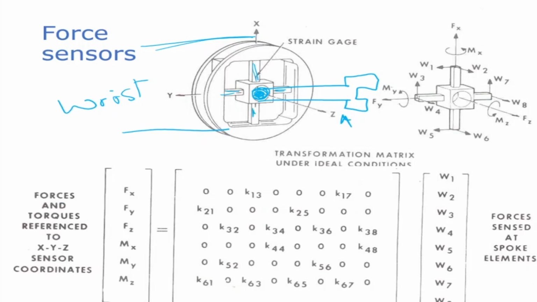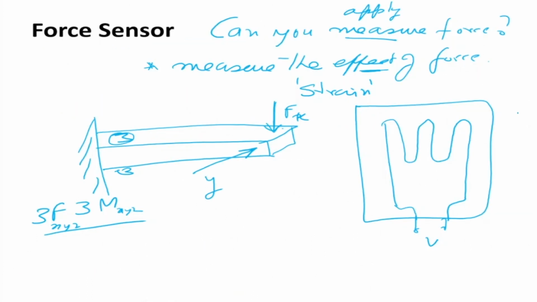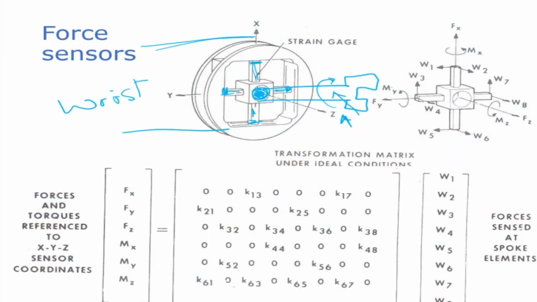When a force or a moment is acting on the end effector, strain will be caused at these locations. If we write our force equations, each of these beams can support two forces, as we have seen. If I say W1, W2 are the two forces supported by this beam, then W3, W4, W5, W6, W7, W8. So each beam has two forces. In the center, we have three forces and three moments acting: Fx, Fy, Fz. The direction of Fx is this side, Fy is here, and Fz is here. There are also moments about the three axes.